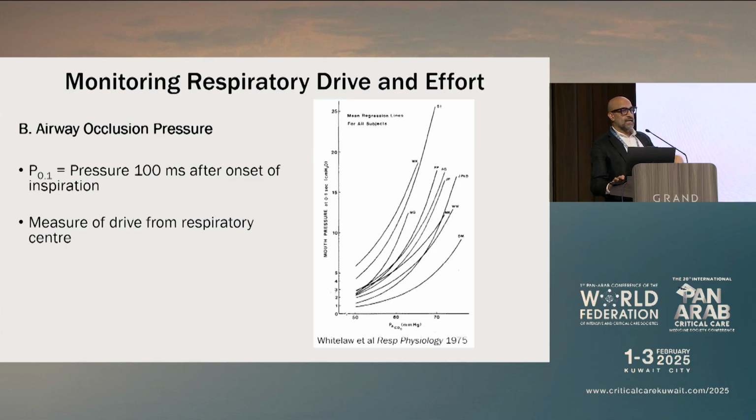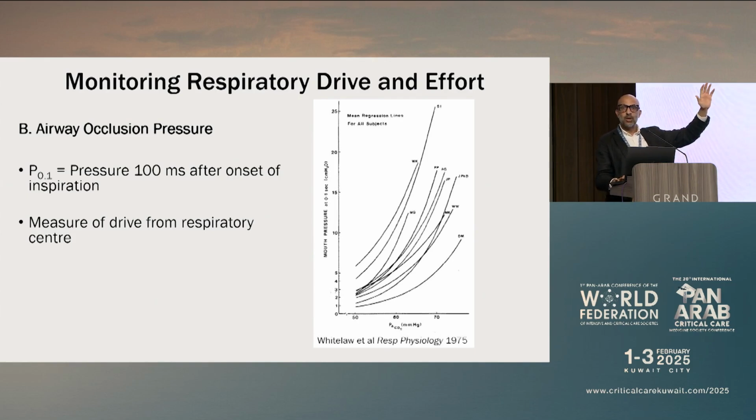The P0.1 is a measure that's generated or estimated by the ventilator, and this is a very old metric that was described about even before I was born, actually, and it's measuring the change in pressure at the first 100 milliseconds immediately after the onset of inspiration. And because the respiratory mechanics haven't had a time to kick in, this is a good measure of your respiratory drive from the brain.